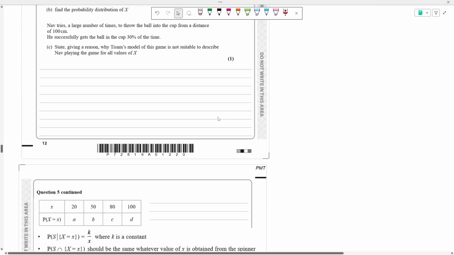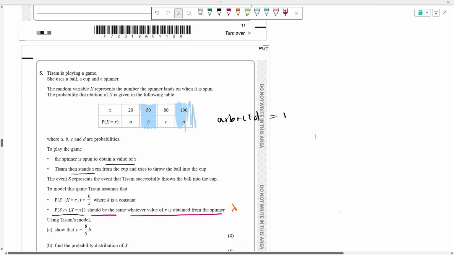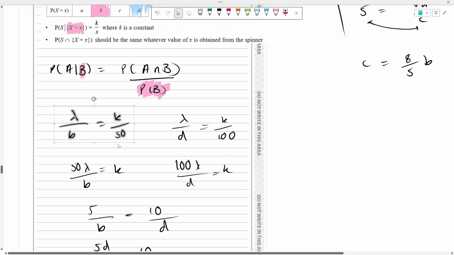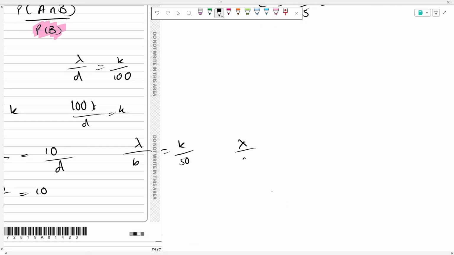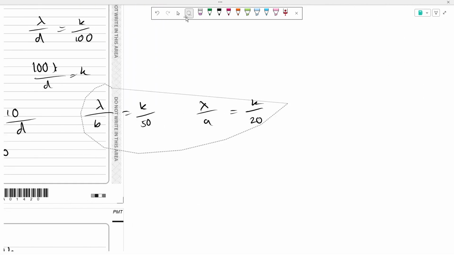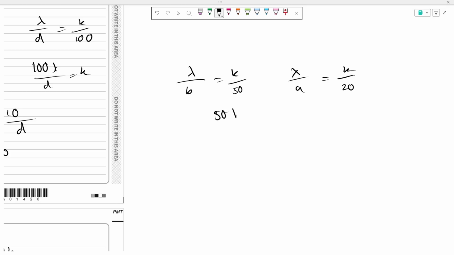Next, we knew right at the beginning that A plus B plus C plus D is equal to 1. I know that B is just equal to B, C is equal to 8/5 of B, and D was 2B. I'm going to quickly do the exact same thing using A. So we have lambda over B equals K over 50, and lambda over A is equal to K over 20, I think it was. Yeah, 20. These are the next two equations, exactly the same thing. 50 lambda over B is equal to K, and that equals 20 lambda over A. Divide through by 10, and make this equal to A. If I rearrange this, 2B over 5 is equal to A. So 2/5 B. Okay, perfect.